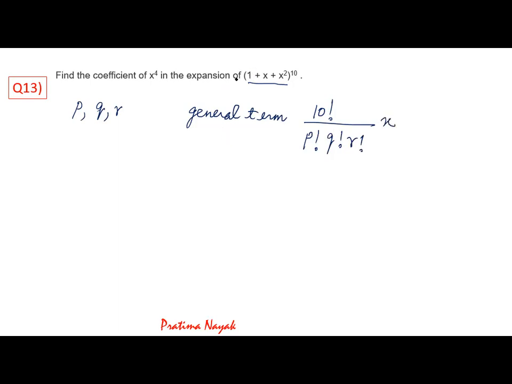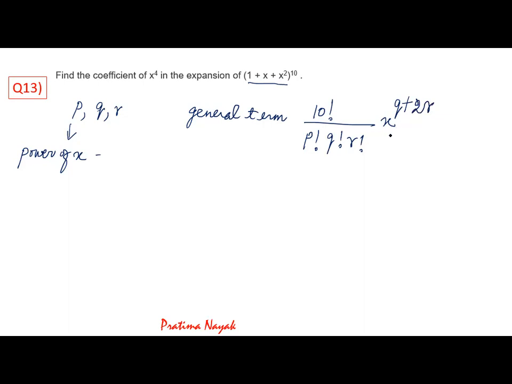P means here, let me write the P. P is your power of x. For the first one, it is 0. And for the second one, it is 1. For the third, it is 2. So here x to the power p plus q plus r. So it will be p is 0. It will be q is 1 here, plus your r is 2 times of r, q plus 2r.